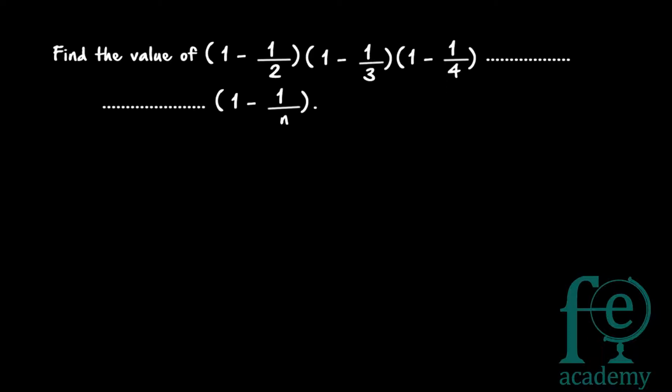So what will be your answer? The numerator of the first term and the denominator of the last term only will be remaining. The numerator of the first term is equal to 1. The denominator of the last term is equal to n. So your answer will be 1 by n.